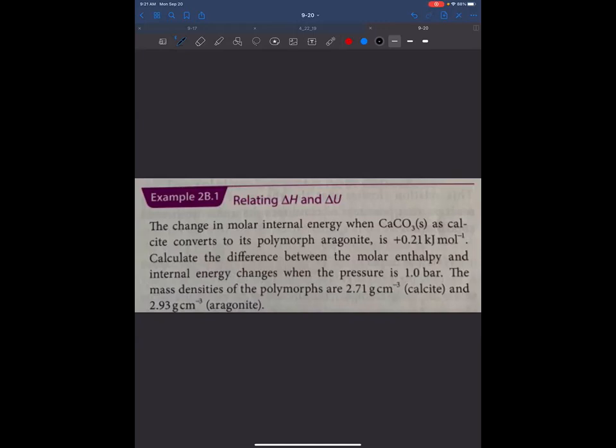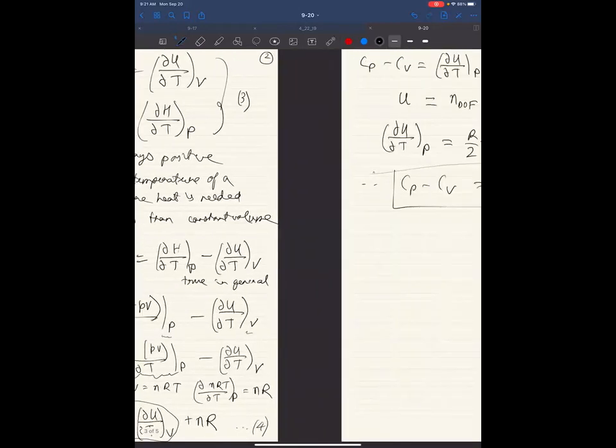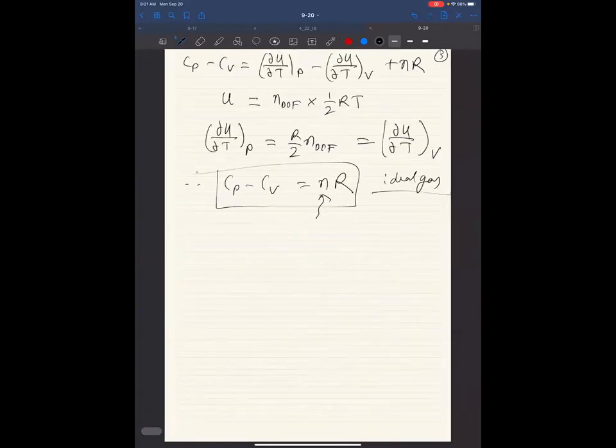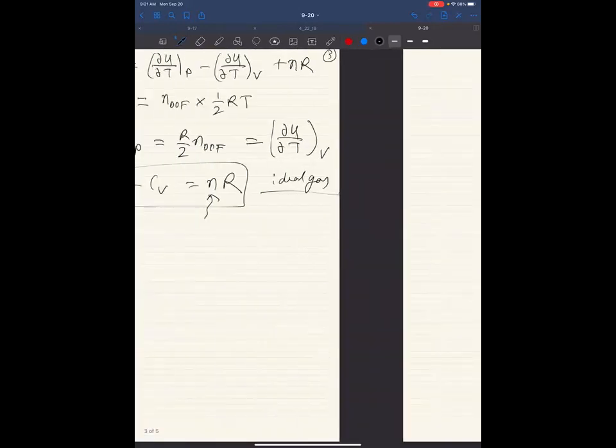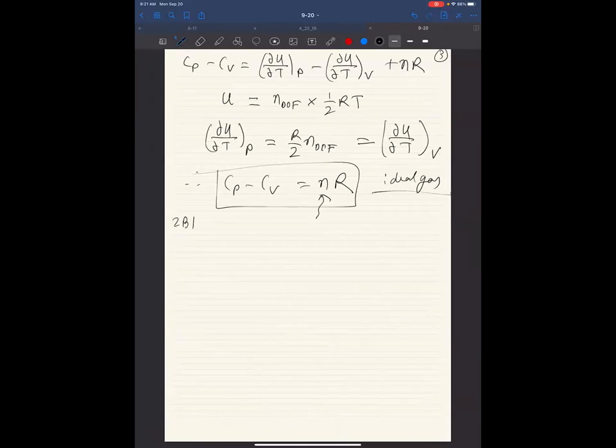Everyone got the basic numbers? Great. So let's try to solve this problem. This is problem 2B1. 2B1 is an example of a solid to solid reaction. No gas or liquid is being formed in the process. The phase of matter stays the same.